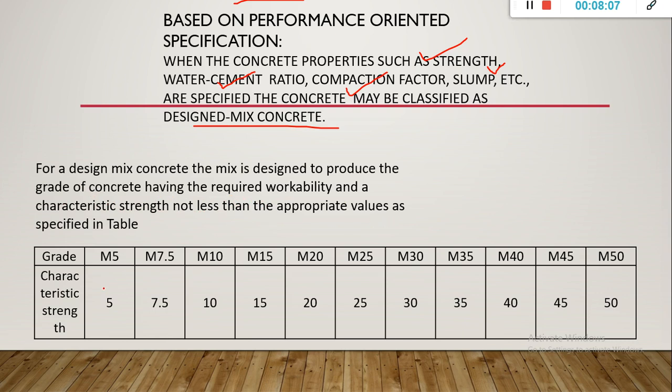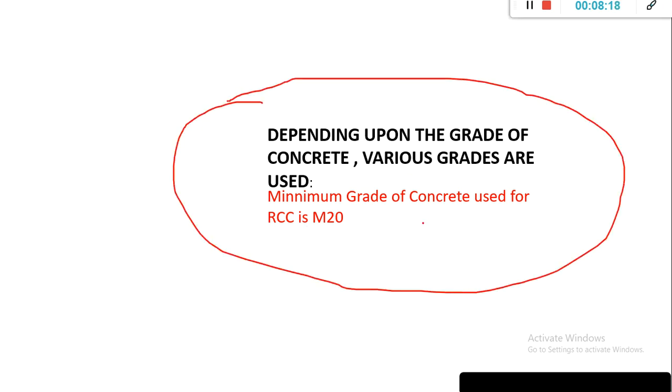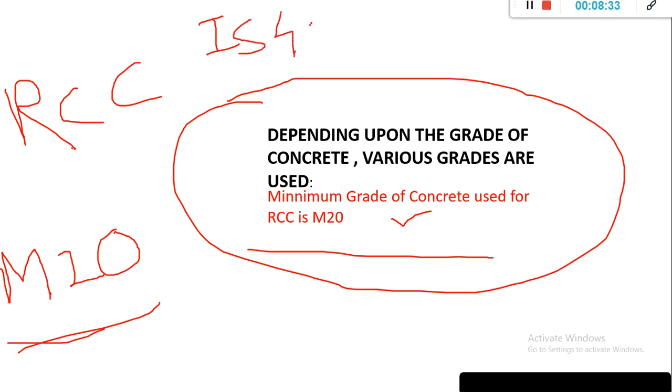So sometimes they ask what is the characteristic strength of M5, it is 5, and of M7.5, it is 7.5. So you can remember it that way. Okay, so an important question sometimes asked is the minimum grade of concrete which is used for RCC. What is the minimum grade of concrete that can be used for RCC? Remember that M20 grade concrete can be used. This is asked in exams as per IS 456 2000 recommendations. Okay, IS 456 2000 recommendations.